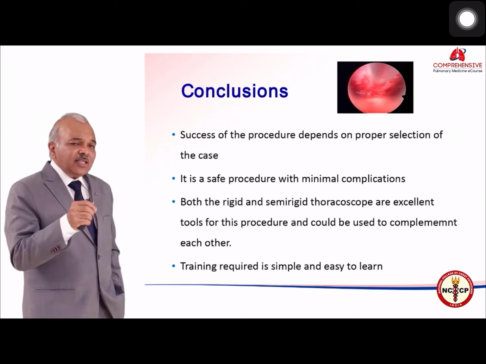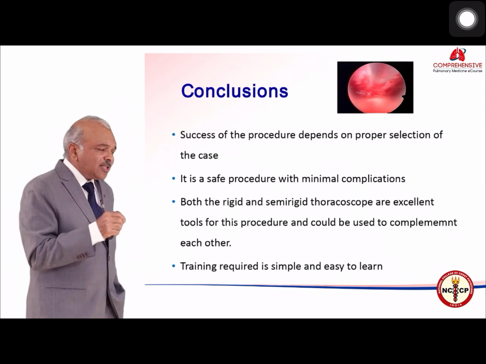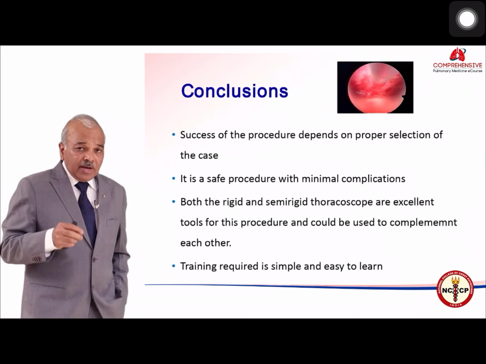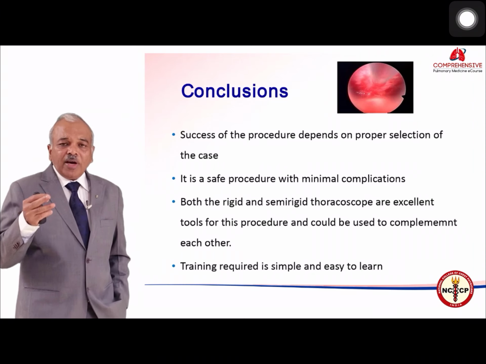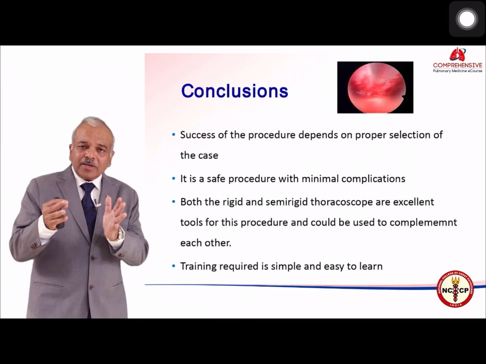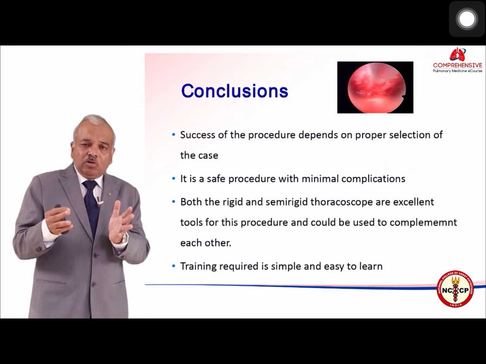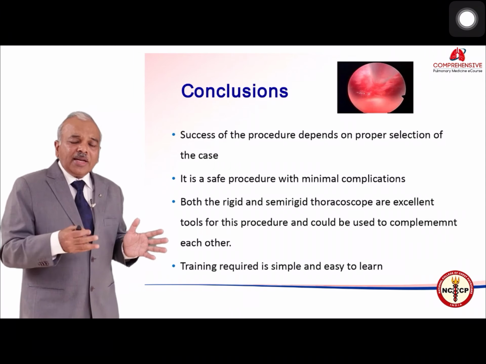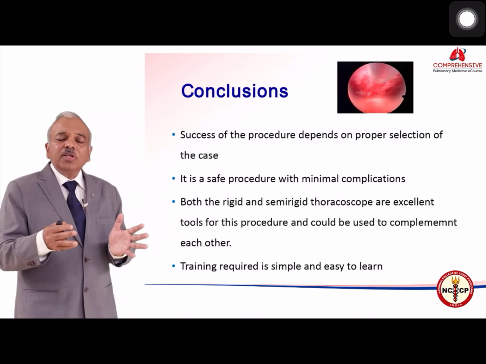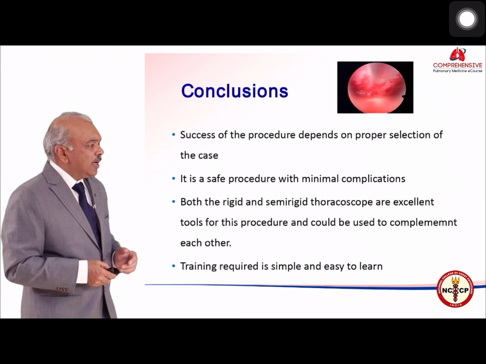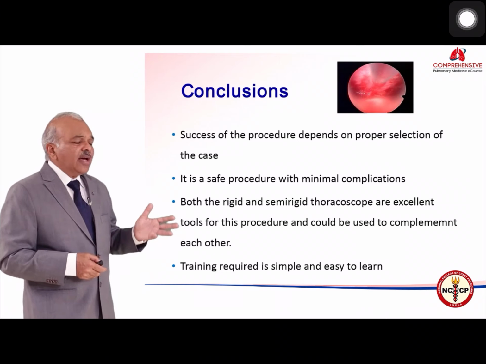Both the rigid and the semi-rigid thoracoscope are excellent tools for this procedure and could be used to complement each other. Just like bronchoscopy, where we have started using both the fiber optic and the rigid scope together. In interventions, you can't do without both of them. Similarly, a time may come when we start using both the rigid as well as the semi-rigid thoracoscope for our cases. And the training which is required is simple and easy to learn.